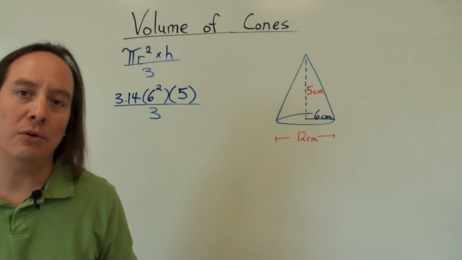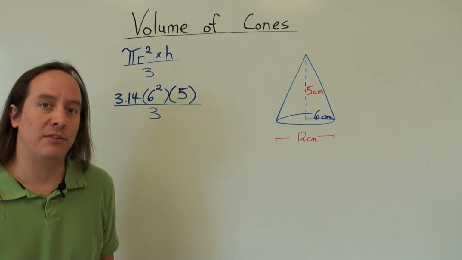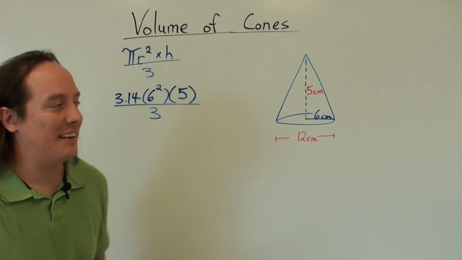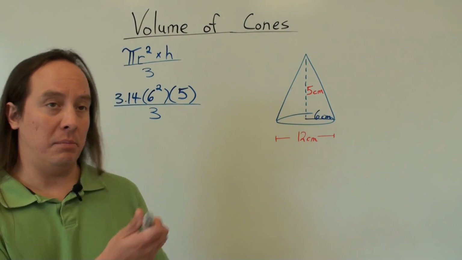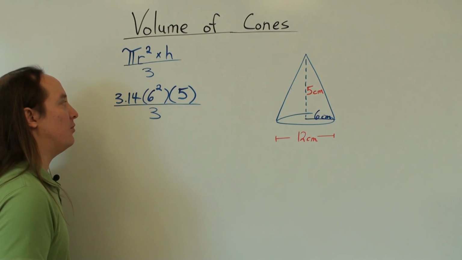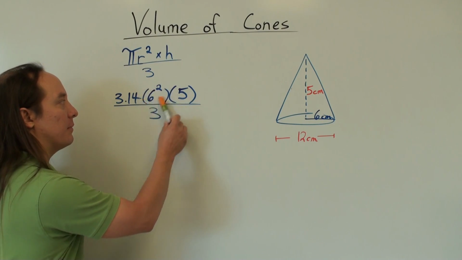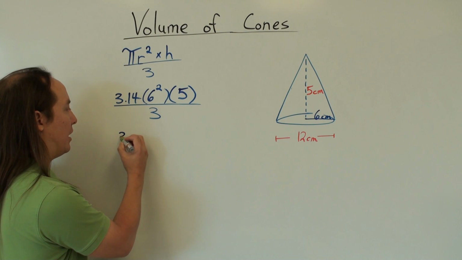Now the question for you is, which one of those 4 gets done first? Well, in my video of order of operations, I explained that exponents get done first above multiplication and division. Okay, so we have to do multiplication and division after we do exponents. So I'm going to solve the 6 squared thing. Okay, so I'm just going to go ahead and bring down my pi.